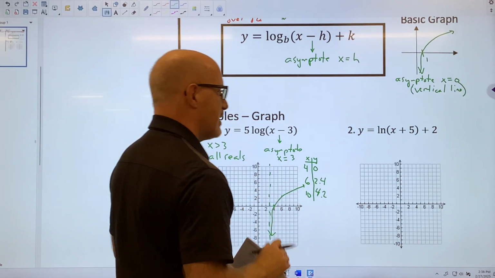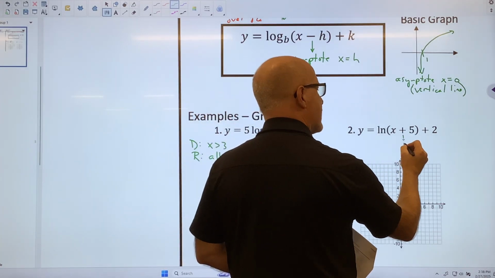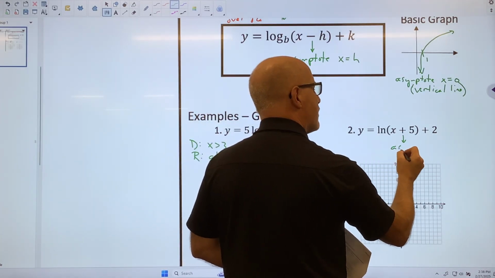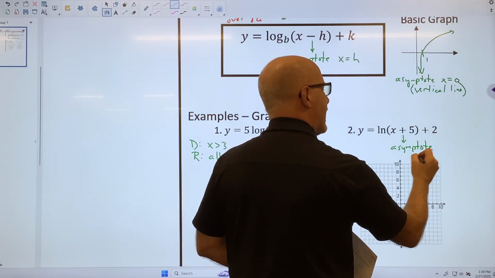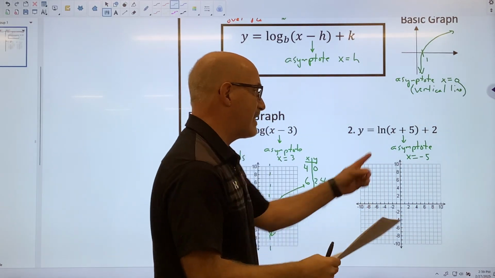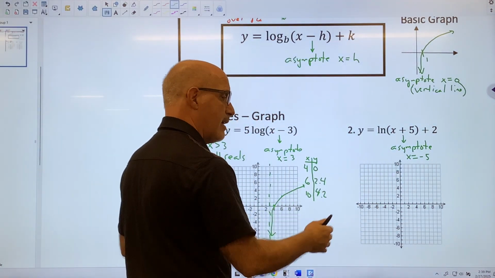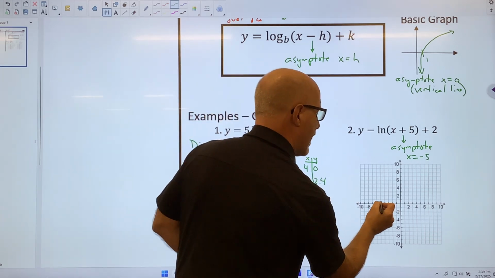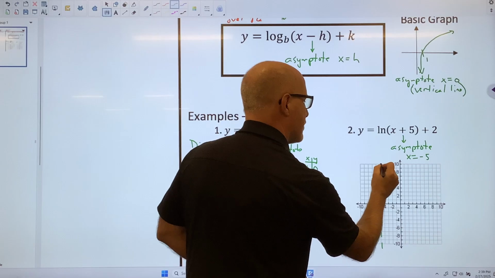All right, let's try this next one. We're going to go ahead and look on the inside here and get our asymptotes. The vertical asymptote for this one is going to be x equals -5. You take whatever will make this equal to 0 on the inside, which we can't have, so that's going to be the stopping point for our graph. So I go here to -5, draw my asymptote.